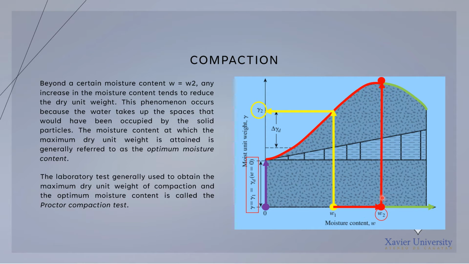So in order for us to attain the densest state of our soil, we have to make sure that our soil actually has the optimum moisture content. That is why prior to the construction of our aggregate sub-base course, we have to do the Proctor compaction test so that we can get the maximum dry unit weight and optimum moisture content. Basically, we will be conducting a test that will identify our optimum moisture content for the soil to be used in the field.